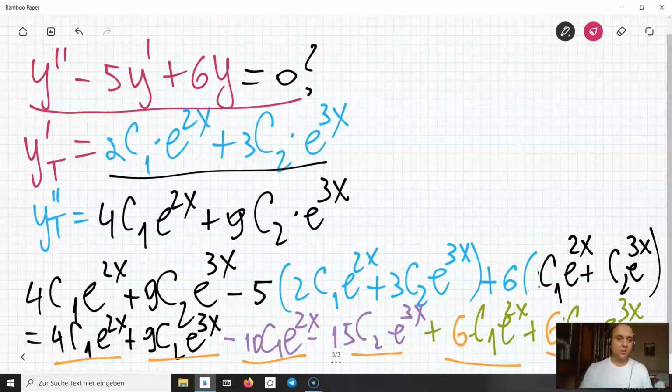Let's figure it out. y total prime is equal to 2c1 e to the power of 2x plus 3c2 e to the power of 3x, the chain rule for the first derivative. This is the second one. And now we're just plugging into our original differential equation of the second degree. And you see, if we put it all together, solve the parentheses and add everything up, we get 0 at the end. So our solution is perfectly correct. And this is how it's normally done for the homogeneous equations.